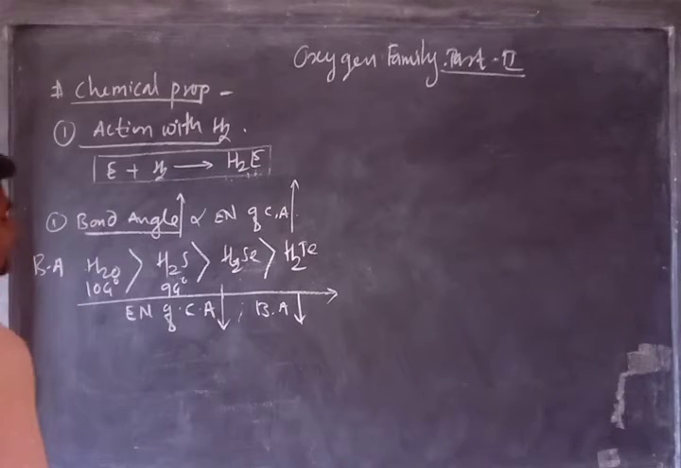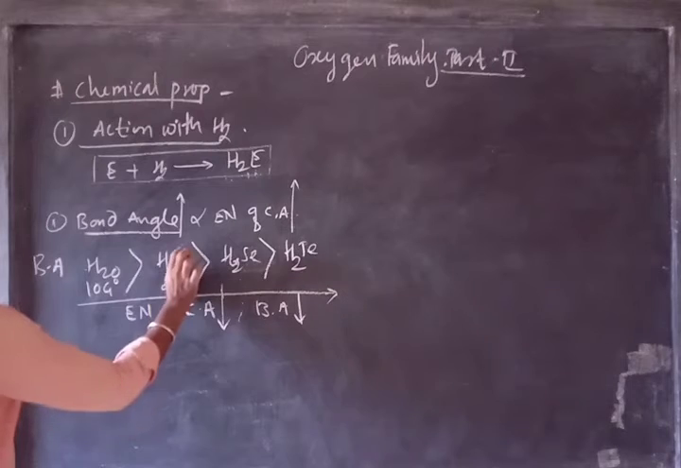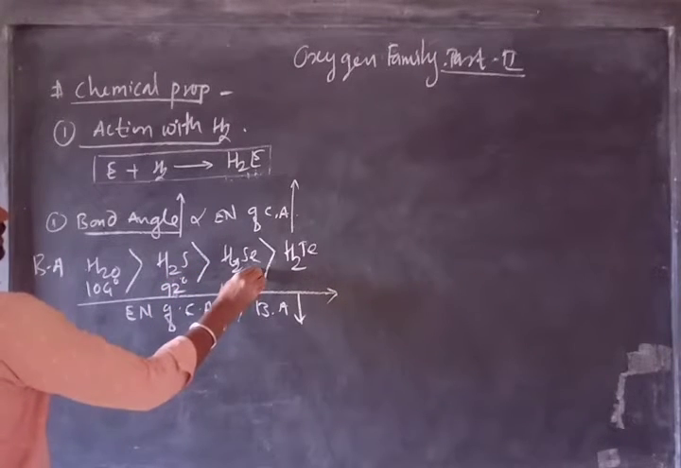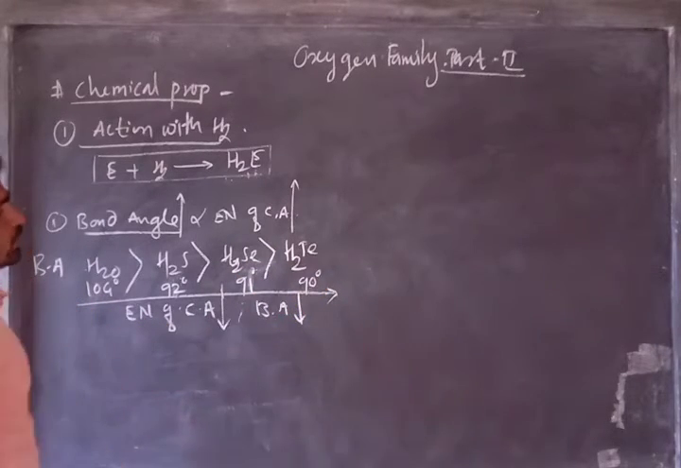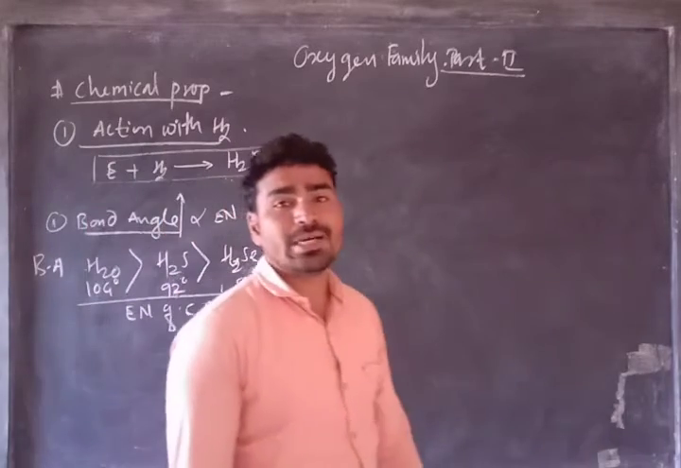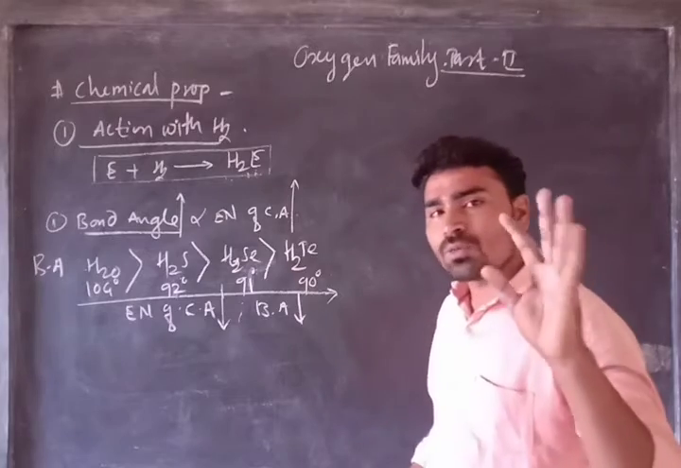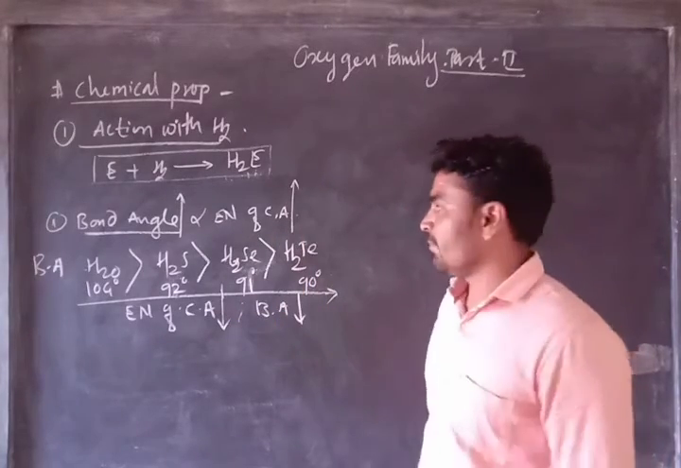Let me correct it. Actually, hydrogen sulfide H2S has a bond angle of 92 degrees, this one has 91 degrees, and this H2 has a 90 degree bond angle. So this is the actual value. We do not need to remember the bond angle of all these elements. We only have to know the order of their correct bond angles.